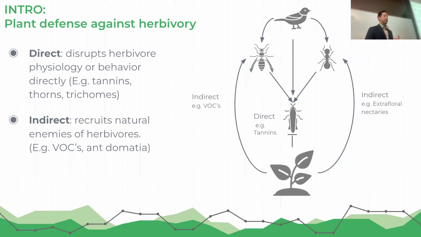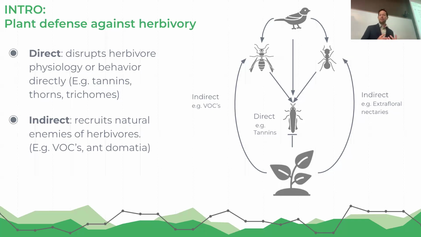Plants have evolved numerous ways to defend themselves, and we have understood that over many decades of research. We can categorize them in a bunch of different fashions, but I'll categorize them this way. We have direct defenses, which are defenses that would disrupt the behavior or physiology of the herbivore directly. This could be through chemical compounds in the leaves. It could be through structural features such as thorns or trichomes on the leaf, anything that makes it more difficult for that herbivore to consume that plant material.